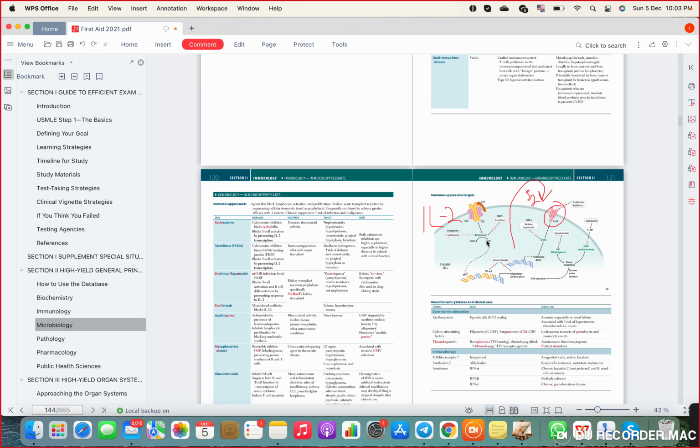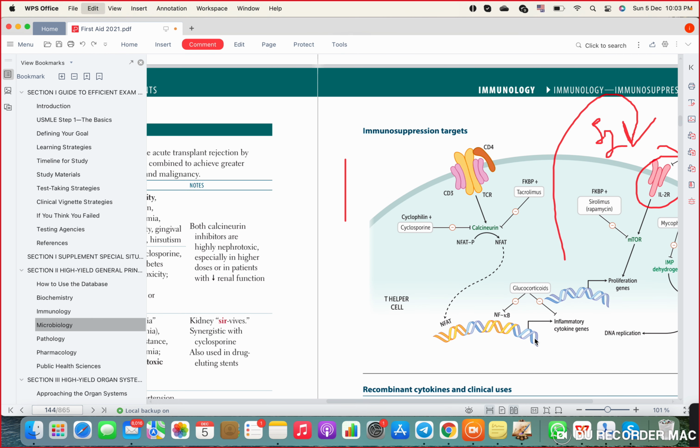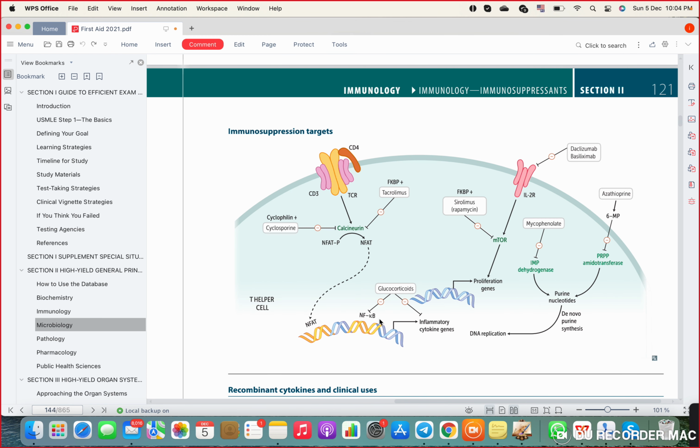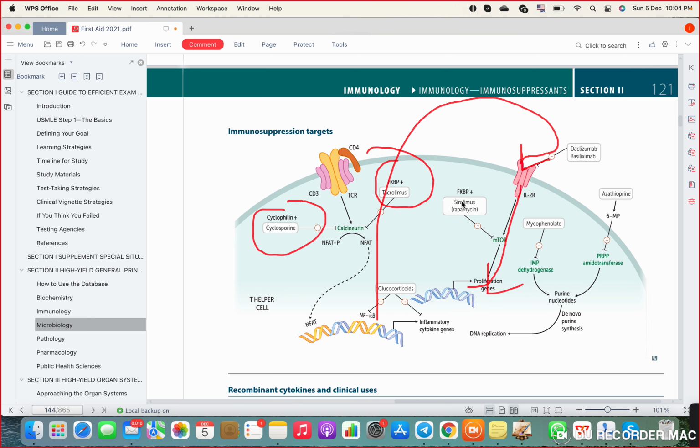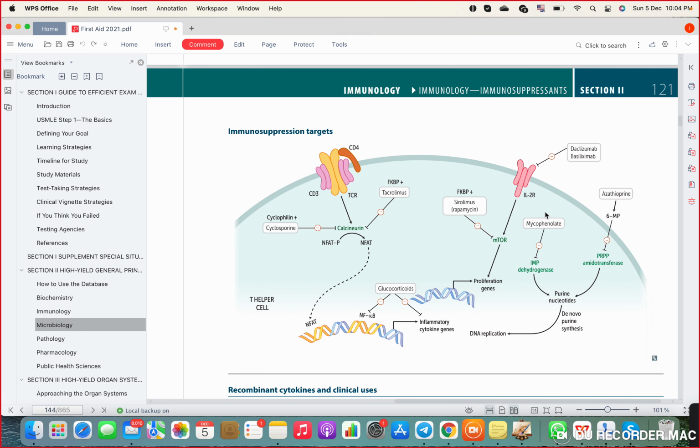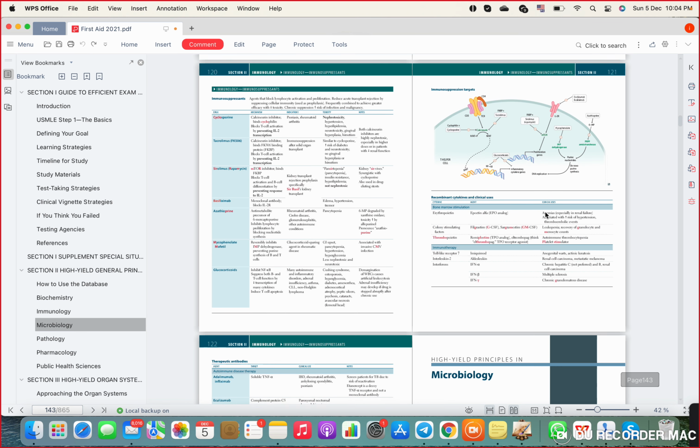So I hope you get it here. Here we have produced the interleukin-2 after activation of a gene, after activation of the calcineurin. This interleukin-2 went outside, activated the receptor, and then came inside. Yes? So in the first area, using tacrolimus and cyclosporine, we prevented the production. But with sirolimus, daclizumab and basiliximab, we prevented the response of interleukin-2. Yeah? Nice. Make sense?